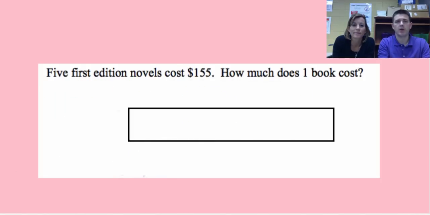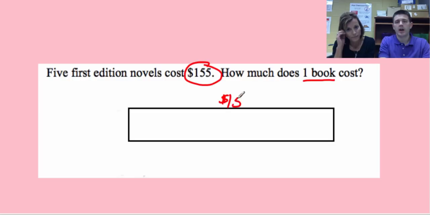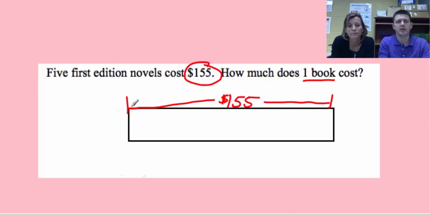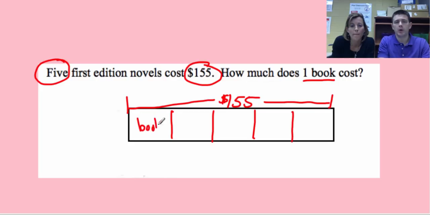All right, here's another one. 5 first edition novels cost $155. We want to know what is the cost for 1 book. So take your total cost, $155, and that goes across the top. It's telling us that this entire bar diagram represents $155. There are 5 books in that cost, so we want to divide it up into 5 parts. Each one of those represents 1 book. So not the cost of the book, but it just represents 1 book total.